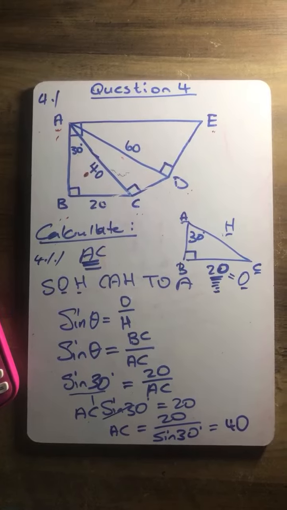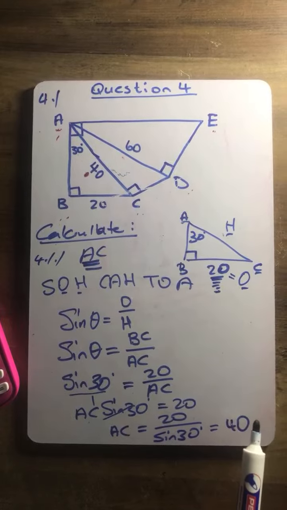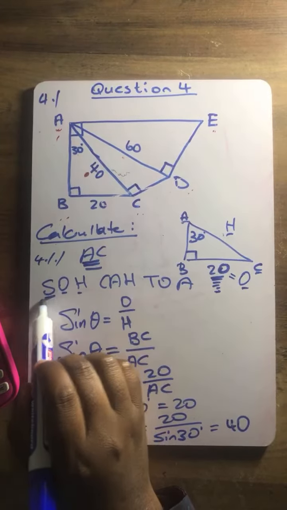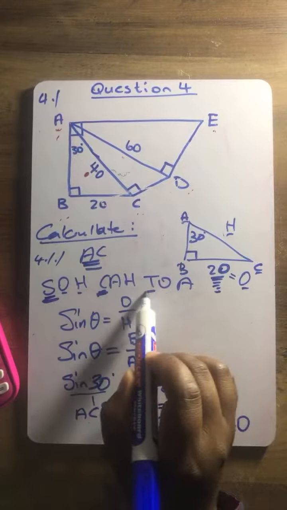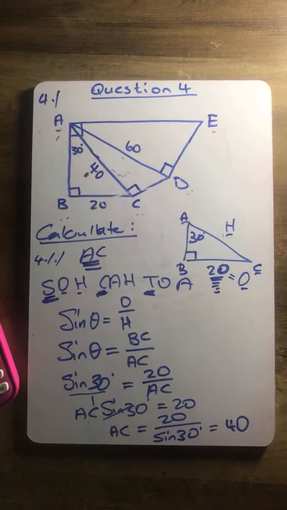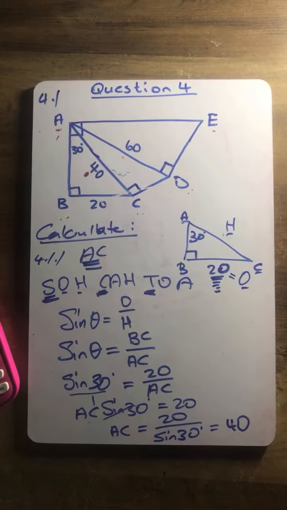So I'm not sure if you guys noticed your mistake. A common mistake, number one, is to choose the wrong trigonometric ratio. That is the first common mistake. And then the second one is to swap the sides.